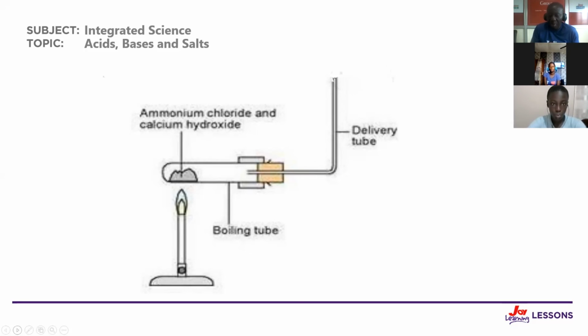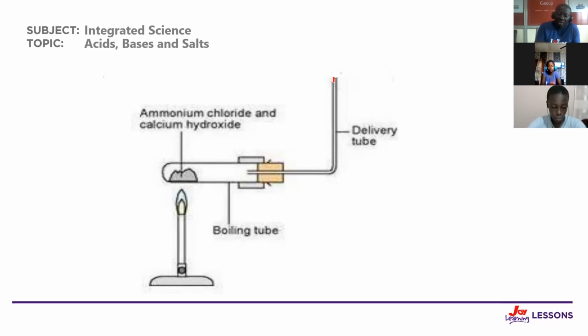Now, for us to do this simple test, we will need a test tube on your screen. This is a test tube. And then you also need a test tube stopper. So we have a stopper with one hole drilled in it. And then you also need what you call the delivery tube. We'll go into detail when we are preparing ammonia gas itself.